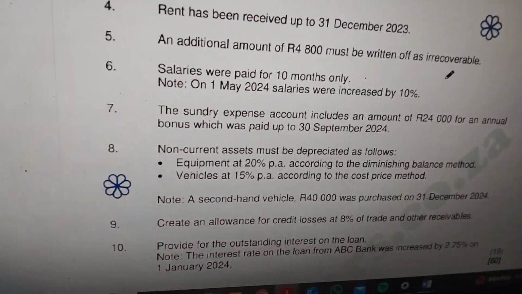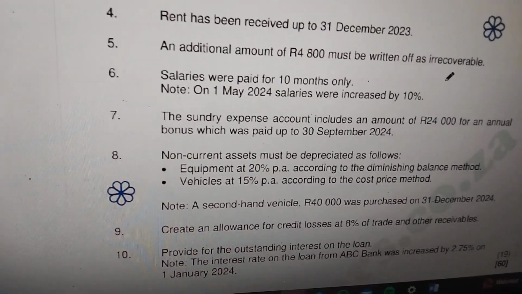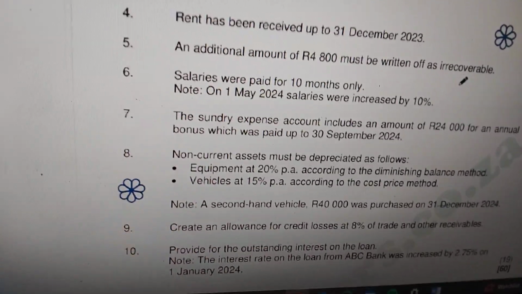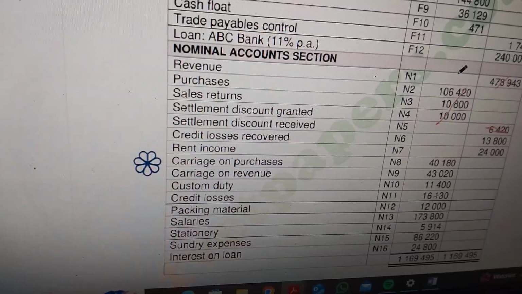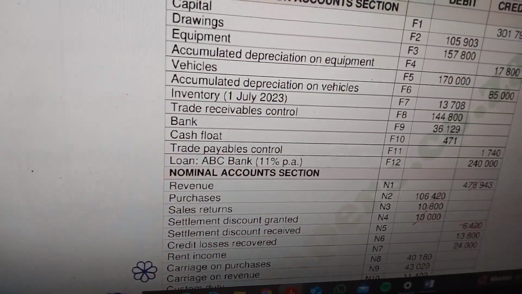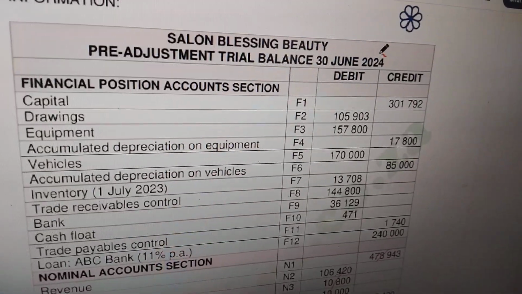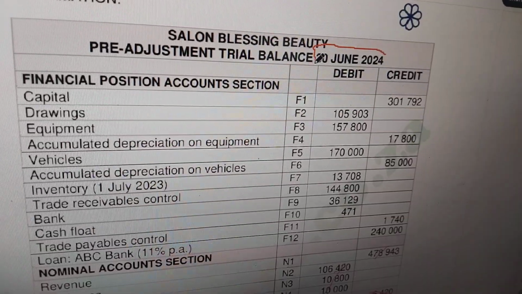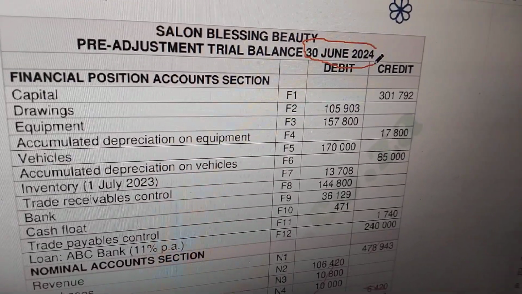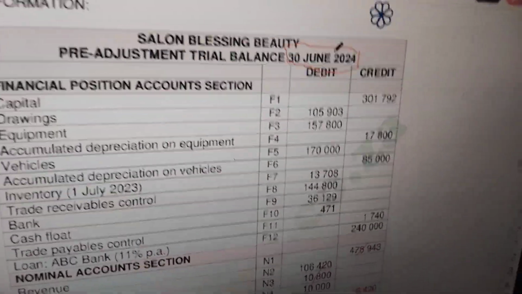So they say to us that the rent has been received up until 31 December 2023. So our financial period ends when? Our financial period ends on the 30th of June. That's when our financial period ends.